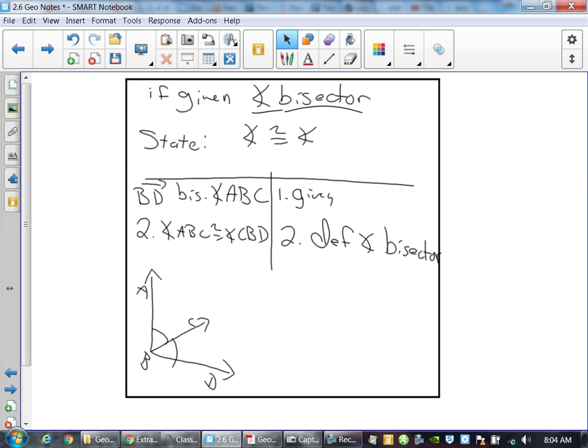So that's a definition of the angle bisector there. Not so bad so far? And we could almost even write these as conditionals, couldn't we? Yes. Every single one of these can be written as a conditional. And that's because if given an angle bisector, then angle congruent to angle.